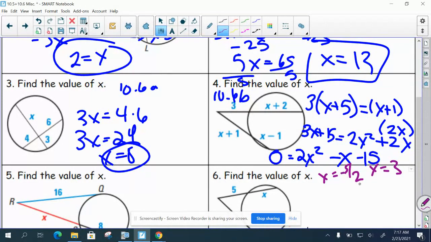But can we have -5/2? No, because if we were to plug it into one of these, we would get a negative answer. So x equals 3 is going to be our solution.